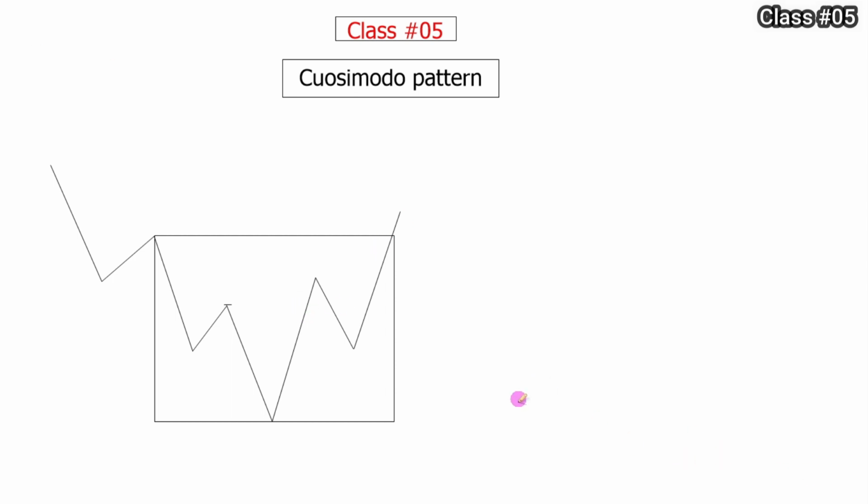So let's suppose we are in an uptrend and the market is making higher high, higher low and higher high, and it breaks its last support in structure. This is the uptrend structure and this is the higher low point. So the higher low point in an uptrend is the last support. So this breaks and closes below this last support, and if the market reverses from this head and shoulder point, it means that this is a cuosimodo pattern.